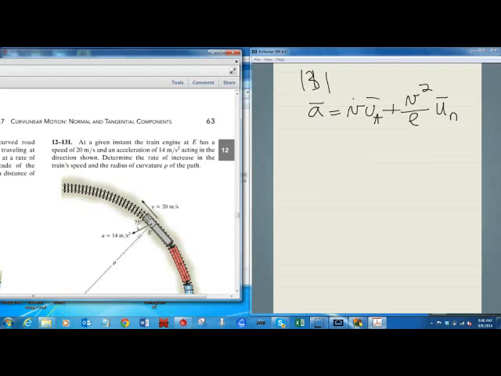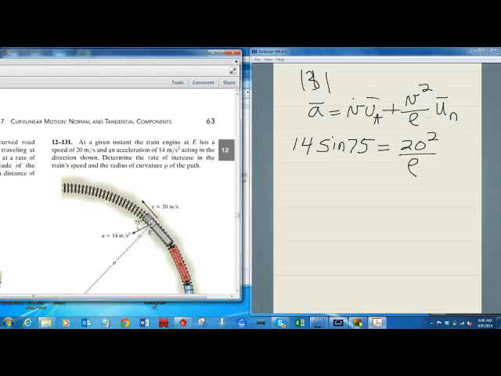So it would be 14 sine 75 is the normal acceleration, and that equals speed. What was the speed? 20. 20 squared divided by radius of curvature. Can you solve this? Okay. Then what else do you want me to do? Determine the rate of increase in train speed. You want v dot. How do you find v dot?